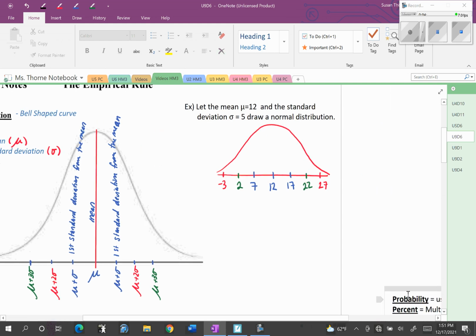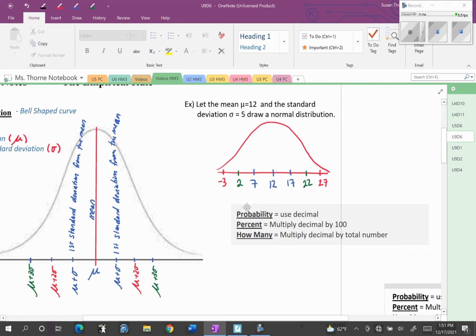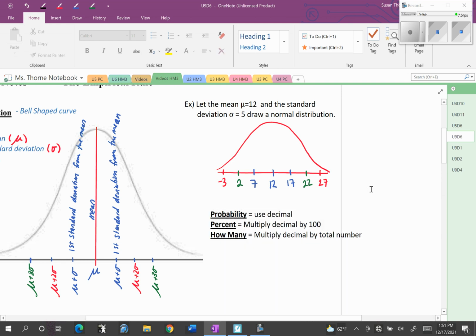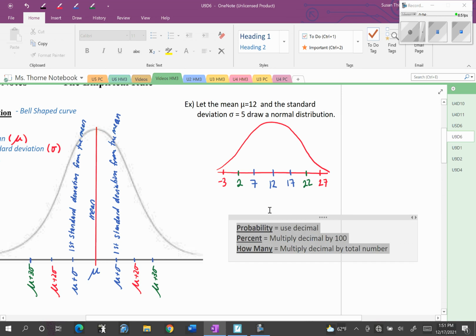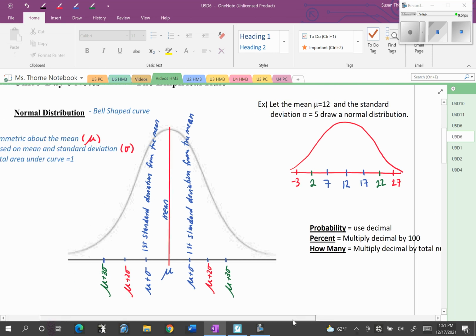Now, a lot of times in these word problems, we'll see these types of questions. It'll ask for the probability. So if it asks for probability, and we'll talk about this a little bit more, but you're going to be using the decimal answer. If it talks about percent, you're going to multiply your decimal by 100 so that you can put it into a percentage. And if it asks for how many, you're multiplying the decimal by the total number. And again, that'll make more sense when we do some of these problems.